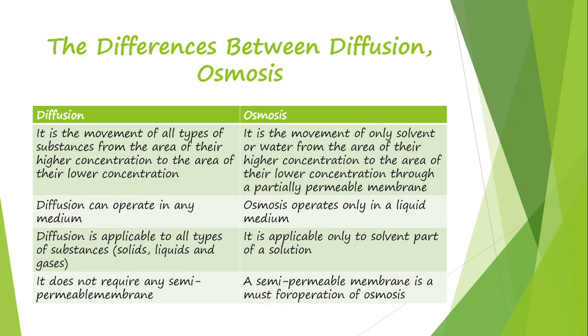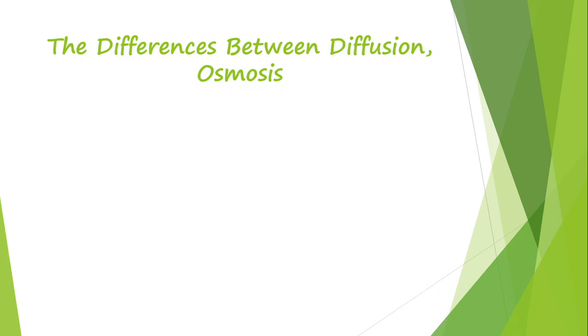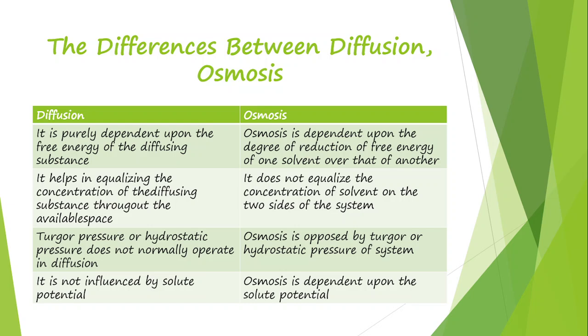The other one is that diffusion does not require any semi-permeable membrane, while in osmosis, a semi-permeable membrane must be there for the operation to take place. There are other differences. Diffusion is purely dependent upon the free energy of the diffusing substances, while osmosis is dependent upon the degree of reduction of the free energy of one solvent over that of another. So that's the other difference. And the other one is that the diffusion process helps in equalizing the concentration of the diffusing substances throughout the available space.